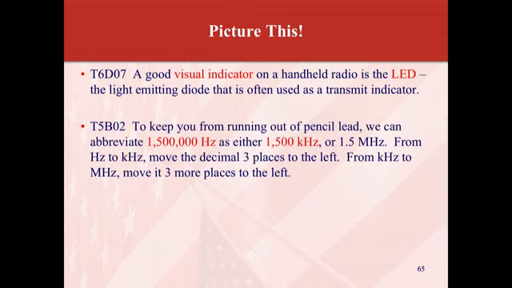To keep you from running out of pencil lead, we can abbreviate 1,500,000 hertz as either 1,500 kilohertz or 1.5 megahertz. From hertz to kilohertz, move the decimal 3 places to the left. From kilohertz to megahertz, move it 3 more places to the left. So that's a quick way of abbreviating things. You could also, if you wanted to be fancy, say 1,500 kilohertz. It's the same thing basically. Whatever's more comfortable for you to do.